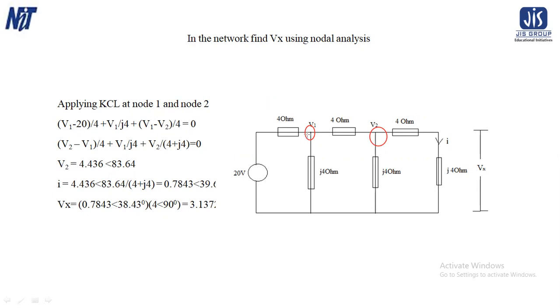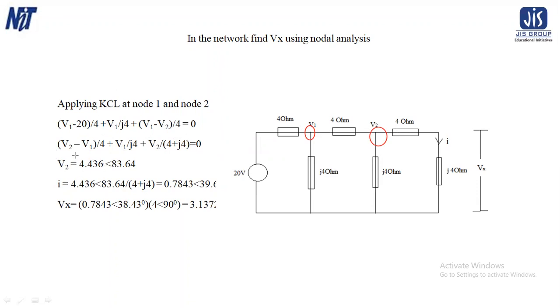Then the current along the j4 ohm branch is V1 by j4, then V1 minus V2 by 4. This is the node voltage equation: applying KCL at node 1, then at node 2, V2 minus V1 by 4, then V1 by j4. So this is the modified form of the equation.